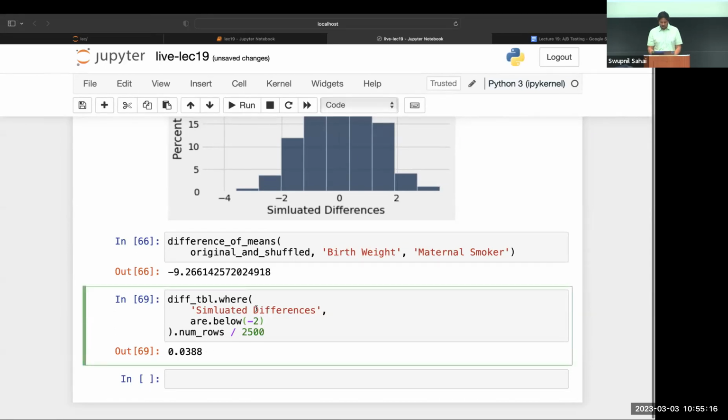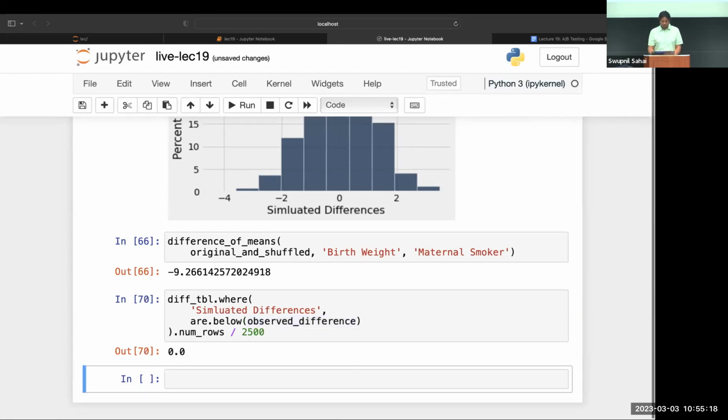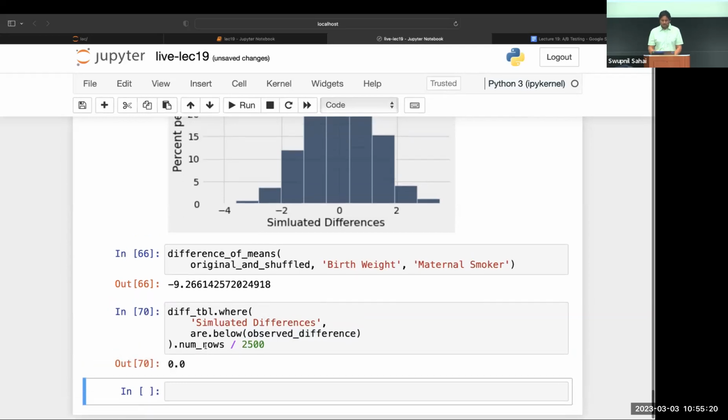But in this case, what we observed is so low that there's nothing in the simulation that's going to be lower than what we got. So what we got is very rare. Therefore, what we got is probably not consistent with the assumption that they're the same in the population. It's actually lower. So that's the conclusion of the test.